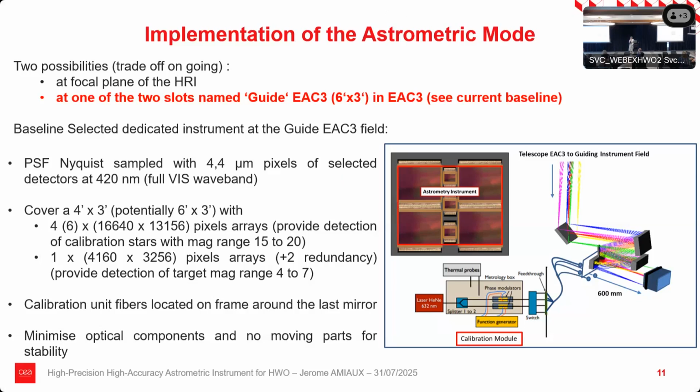with 220 megapixel CMOS with a pitch of 4.4 micrometers to provide detection of calibration star with a magnitude range between 15 and 20, and one small sensor in the middle, which is a 14 megapixel array, with a two redundancy, which provides detection of target with a mag range of 4 to 7.